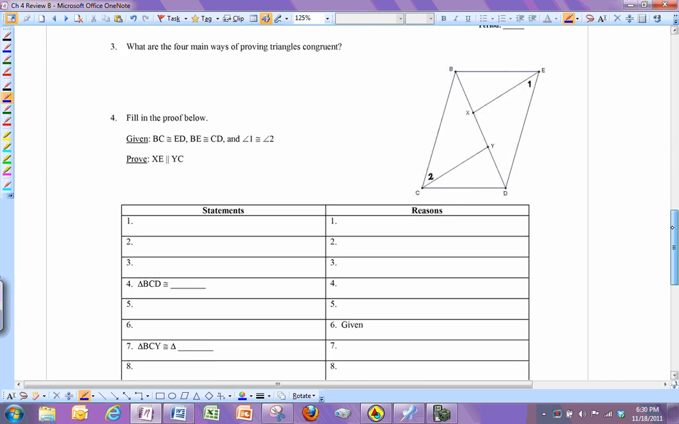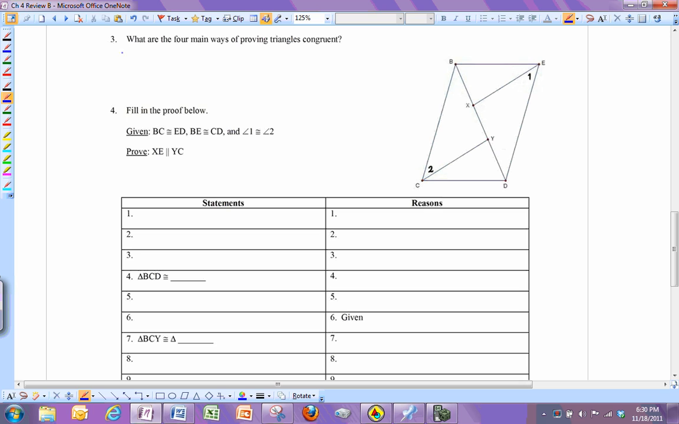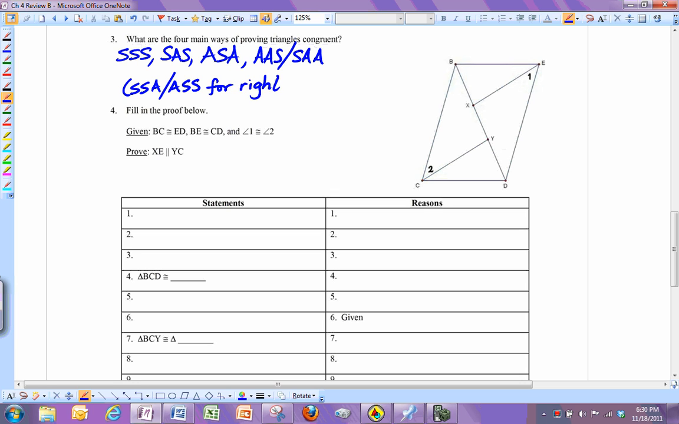In number 3, what are the 4 main ways of proving triangles congruent? Well, there's SSS, there's SAS, there's ASA, and there's AAS, which is the same as SAA. Now, actually, we mentioned one other thing in class. It turns out that this one doesn't work for most triangles, but it only works for right triangles. So if you ever see something where that comes up, feel free to use it.